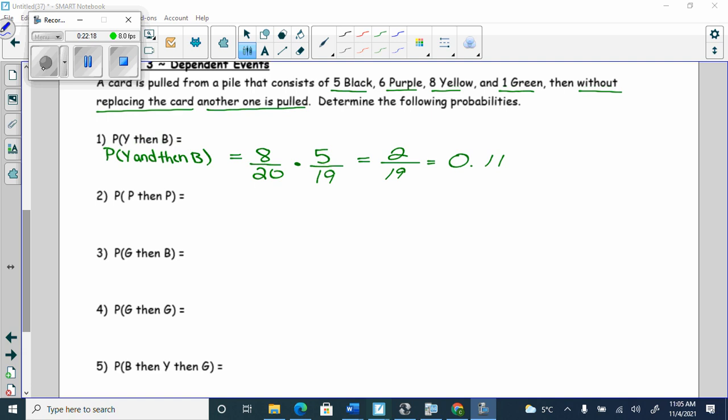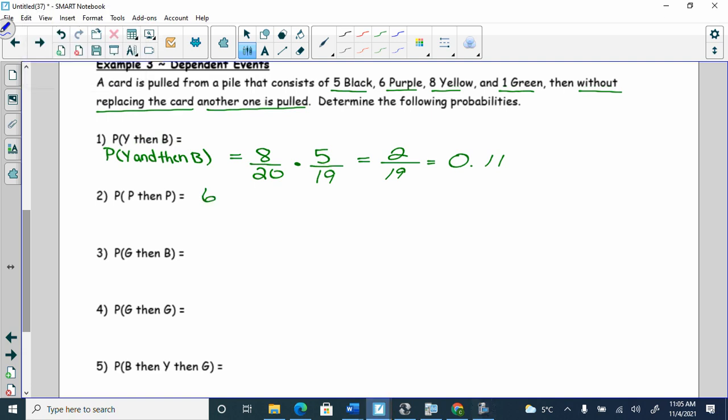So we want P and then P. Well, how many P's are there? 6 out of 20. And then what's it going to be? 5 out of 19, because the purple is going to go down as well. So how many is this going to be? 3 out of 38? Yeah, which is 0.78. It can't be 0.7, but you must have said 0 and I missed it.